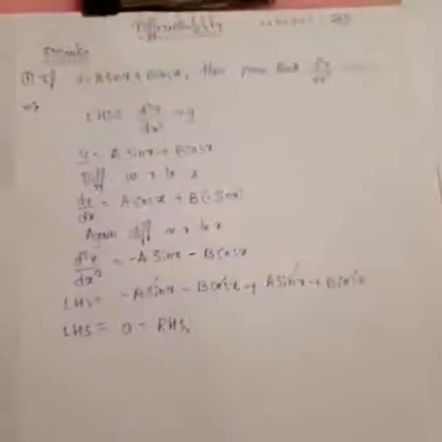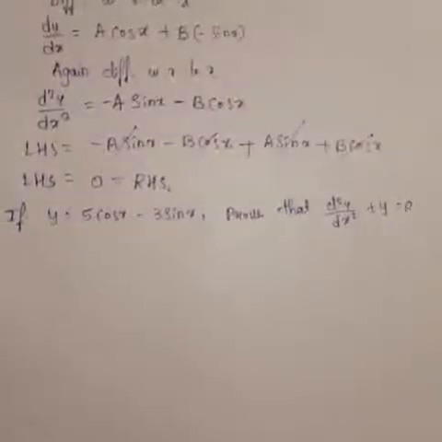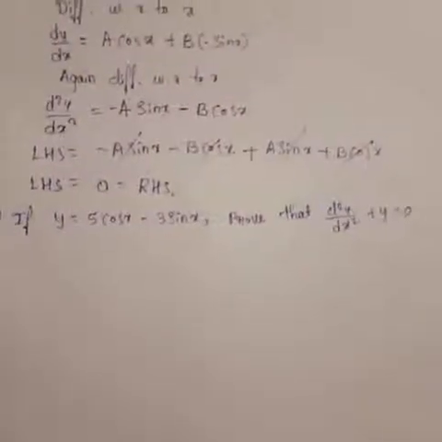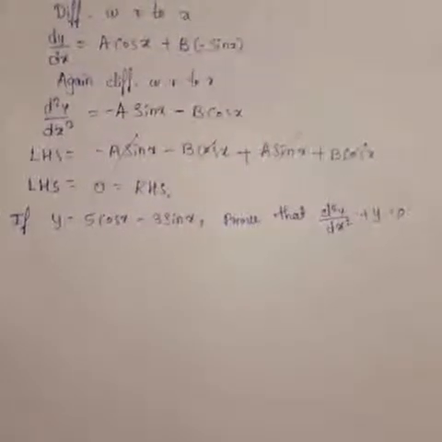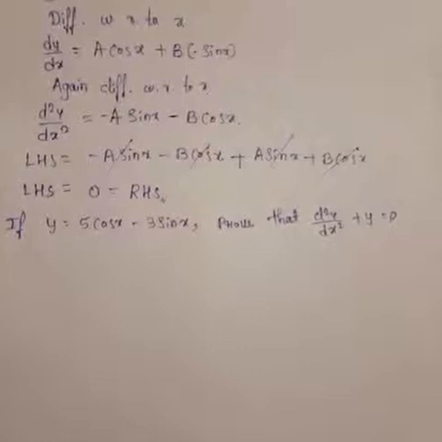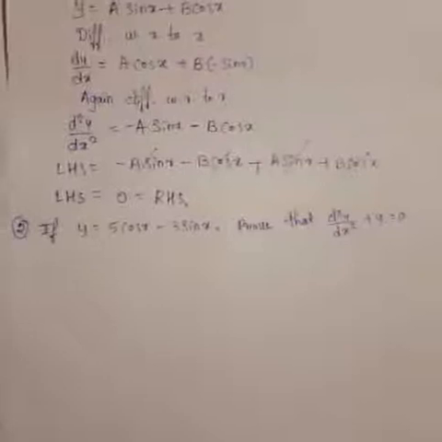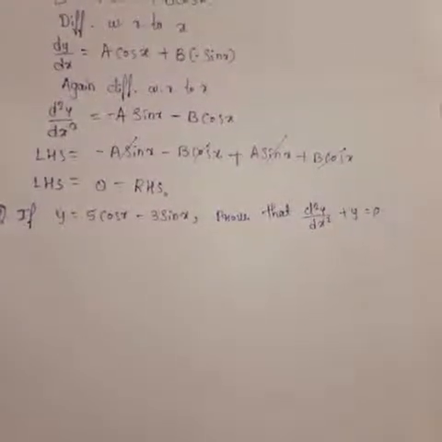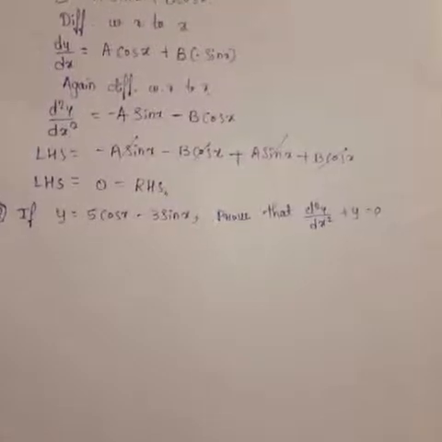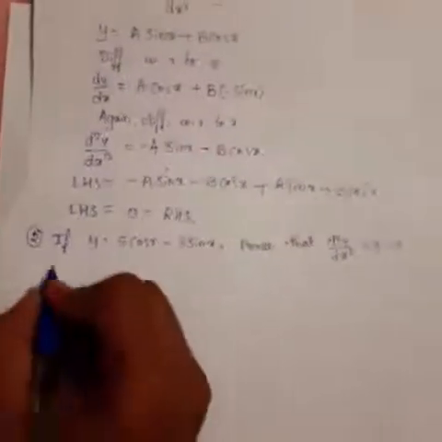Now the second question is, if y is equal to 5 cos x minus 3 sin x, prove that d square y by dx square plus y is equal to 0. This is also an important question for 5 marks. Observe here, prove that d square y by dx square is there. Again we have to differentiate this equation 2 times. The given thing is what now?